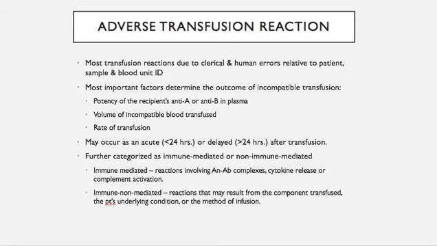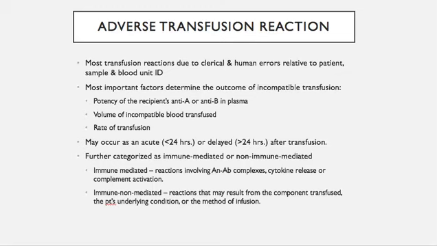Most transfusion reactions are due to clerical and human errors relative to the patient, the sample, and the blood unit ID. So that's why it's so important in blood bank when we issue a unit of blood to go through that information that's on the tag that we have attached to that unit that was cross-matched for that patient. We go through all of that information with the nurse, and it's meant as kind of a double check. So we just want to make sure that we do our part correctly on the transfusion.